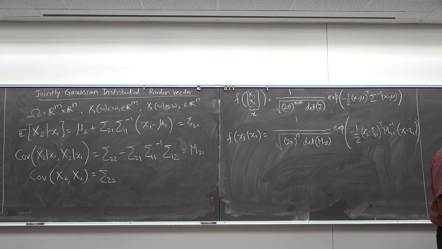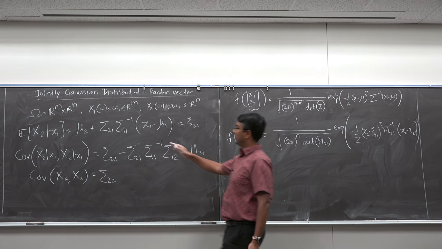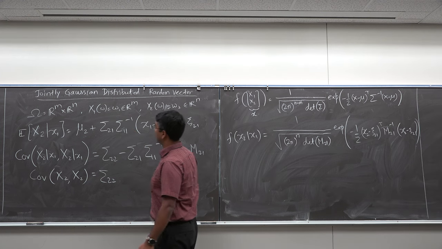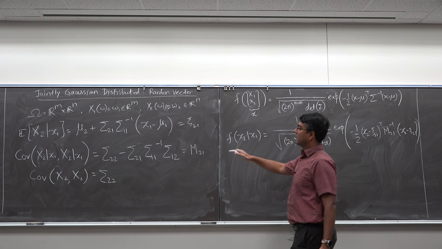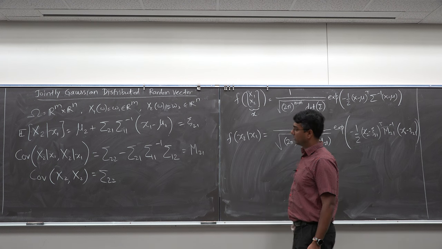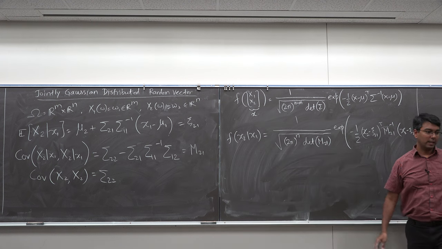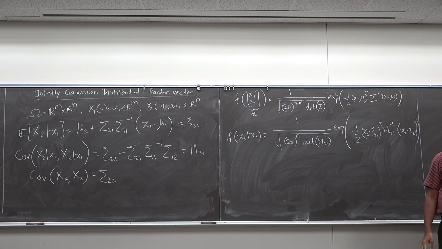We are actually going to cover the multivariate normal distribution when x2 is a linear function of x1. So how do we compute the conditional mean and the conditional covariance in those cases? We'll talk about it on Monday, and then we'll move on to the next topic.